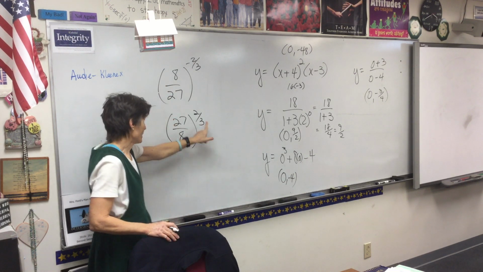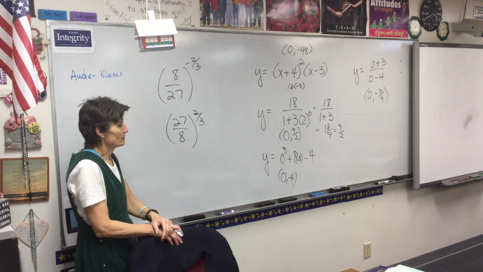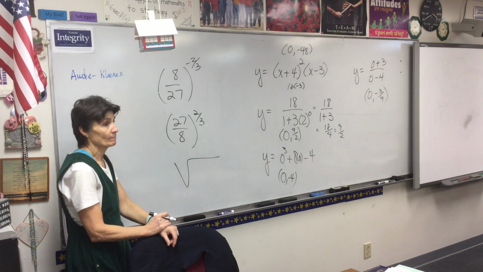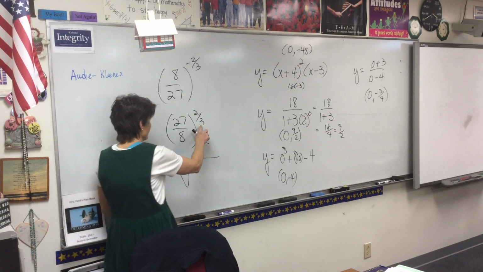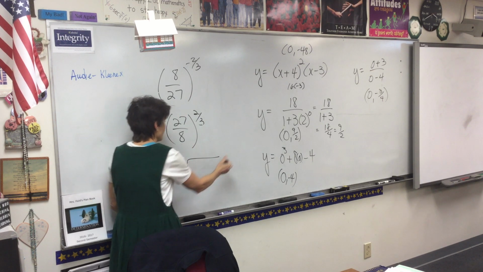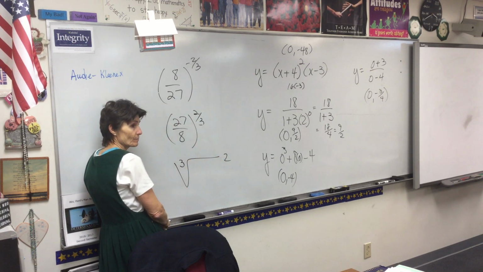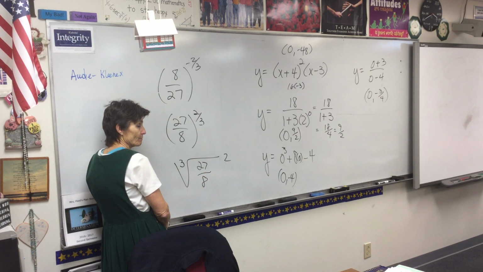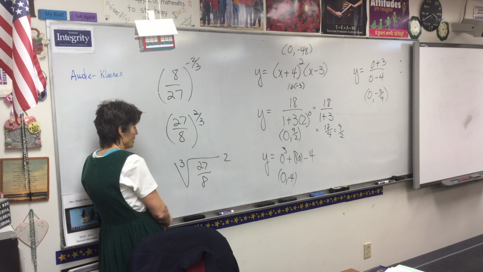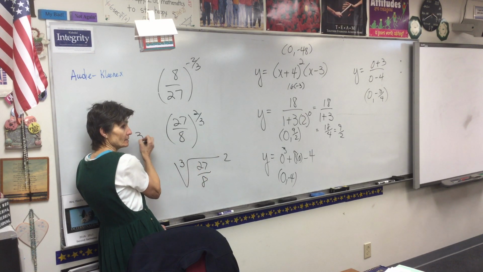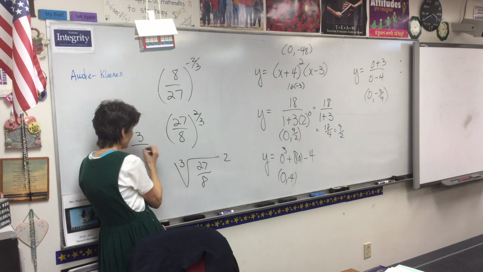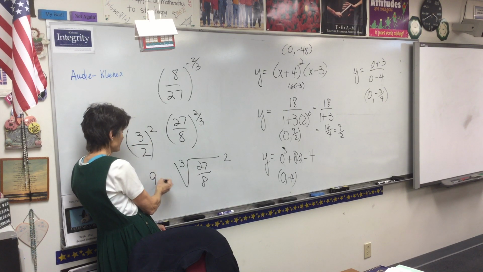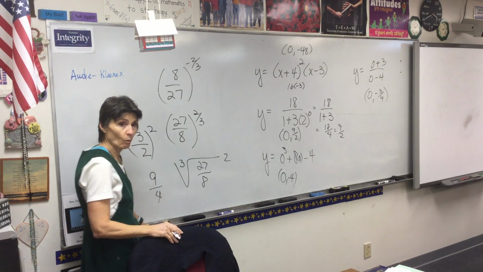Now, the exponent is a fraction. And whenever the exponent is a fraction, you have a radical. This tells you which root to take, and this tells you which power to take. So we're going to take the cube root of 27/8, and then we're going to square it. The cube root of 27 is 3. The cube root of 8 is 2. Now I'm going to square that. So 3 squared is 9, and 2 squared is 4.